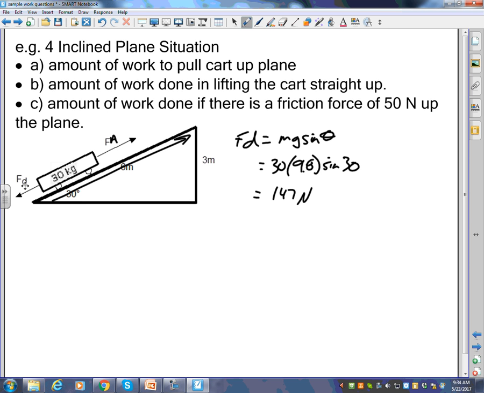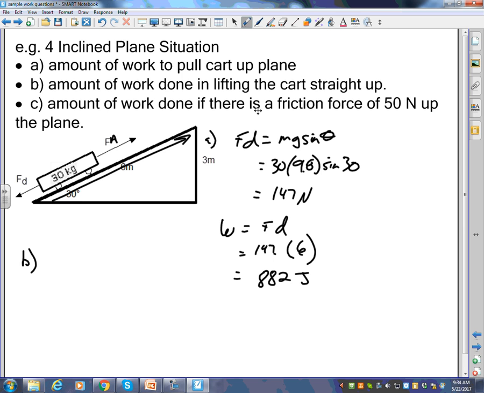Okay, so 147 newtons of force, so how much work? W equals FD, 147 times 6, 882 joules. That's part A. Part B asks for how much work is done lifting the cart straight up.